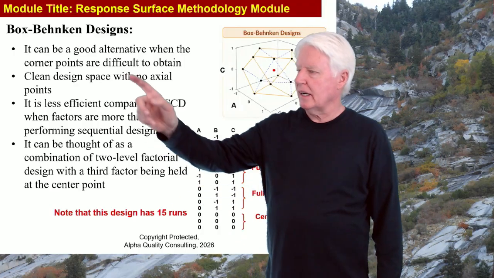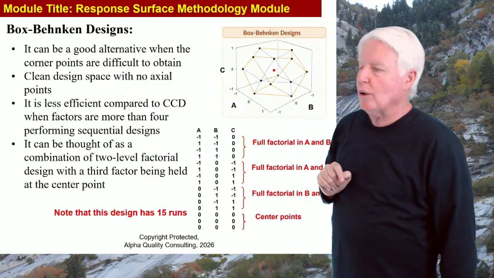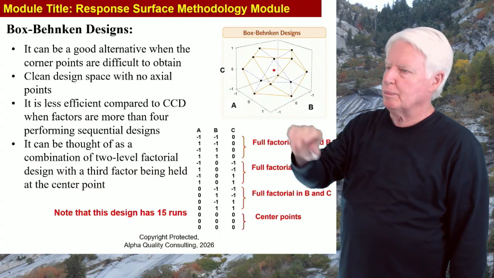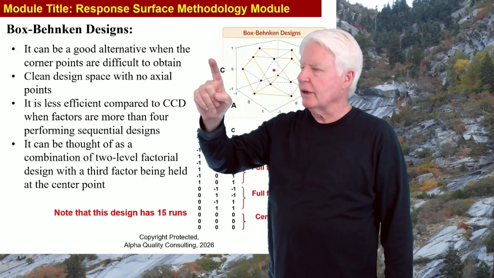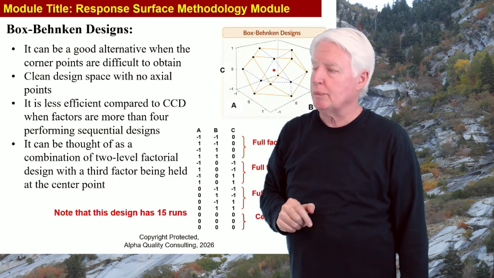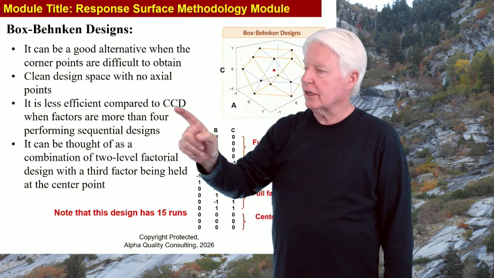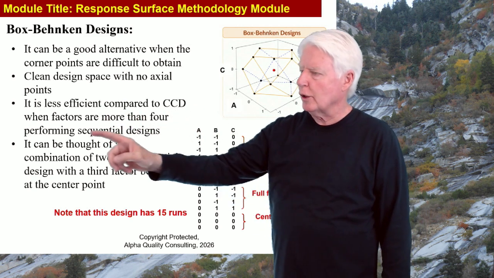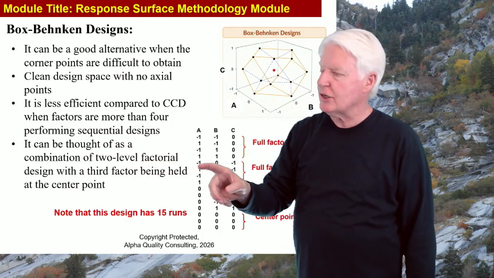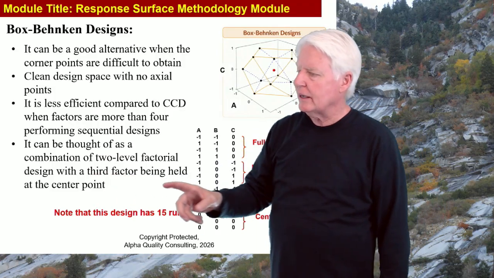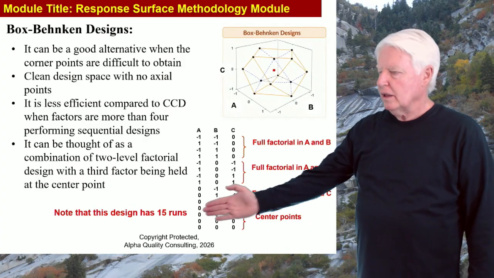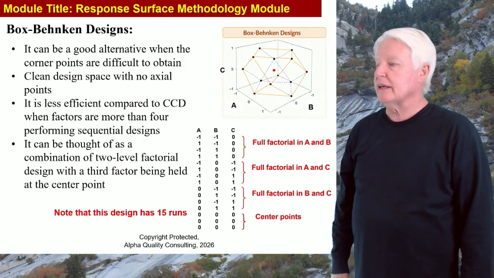Okay, the Box Behnken design. This one we haven't talked quite as much about. Remember, there's the shape of it. We've talked about the design envelope before. It can be a good alternative when the corner points are difficult to obtain. Clean design space with no axial points, but it is less efficient compared to CCD when factors are more than 4 and performing sequential designs. It can be thought of as a combination of 2-level factorial designs with a 3rd factor being held at the center. And so I put that out there for you. Note that this particular design in this example has 15 runs.